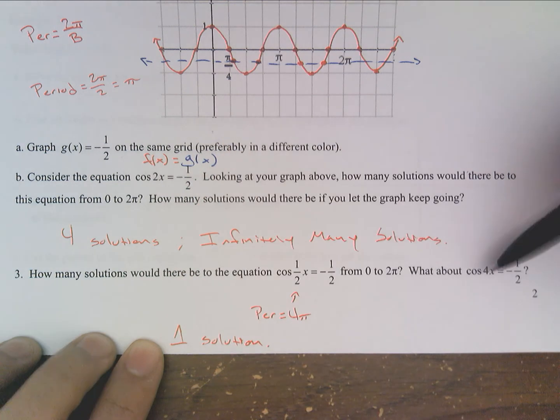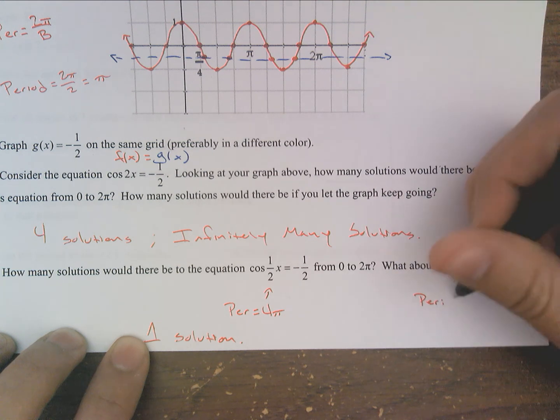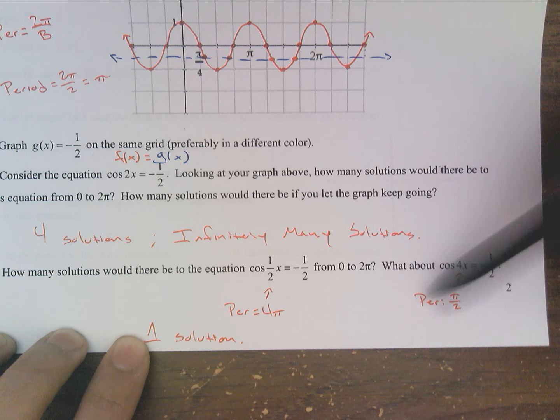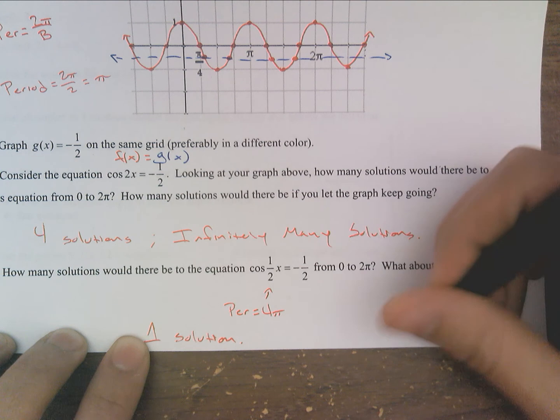For the next one, cosine of 4x, this is a horizontal compression by a factor of 4. So we're compressing the function. This b value, 4, tells us that we have a period of 2 pi over 4, or pi halves. So then, from 0 to 2 pi, we are completing 4 cycles. There are 4 intervals of pi halves width in 2 pi. Therefore, instead of 2 solutions, we have 4 times that, or 8 solutions.